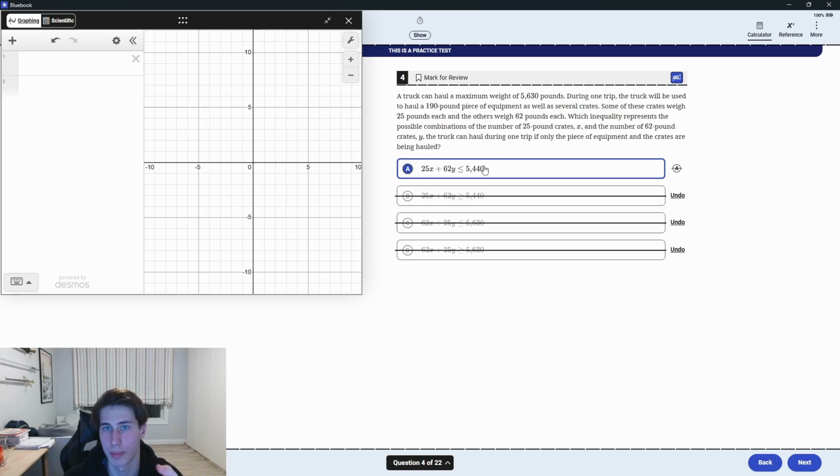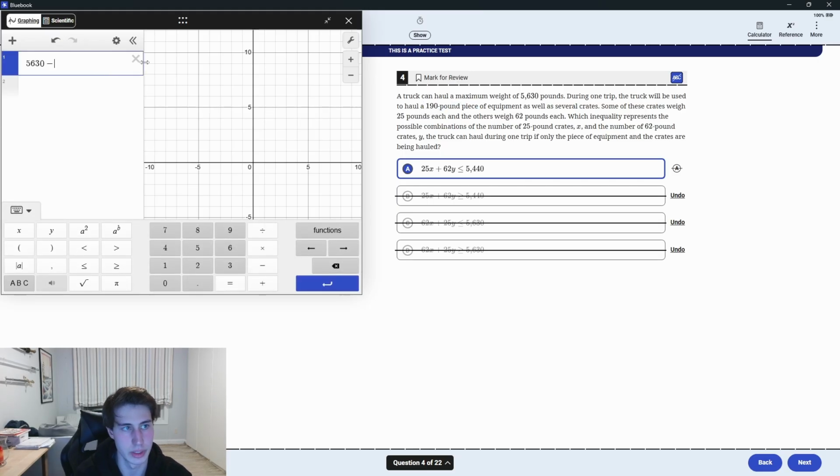And also, now you might be wondering, hey, but I thought the maximum weight was 5,630 pounds, not 5,440. But you might be forgetting that he also has to haul a 190-pound piece of equipment. So if we take this minus the piece of equipment, we get 5,440. So the crates have to be less than or equal to the total weight.